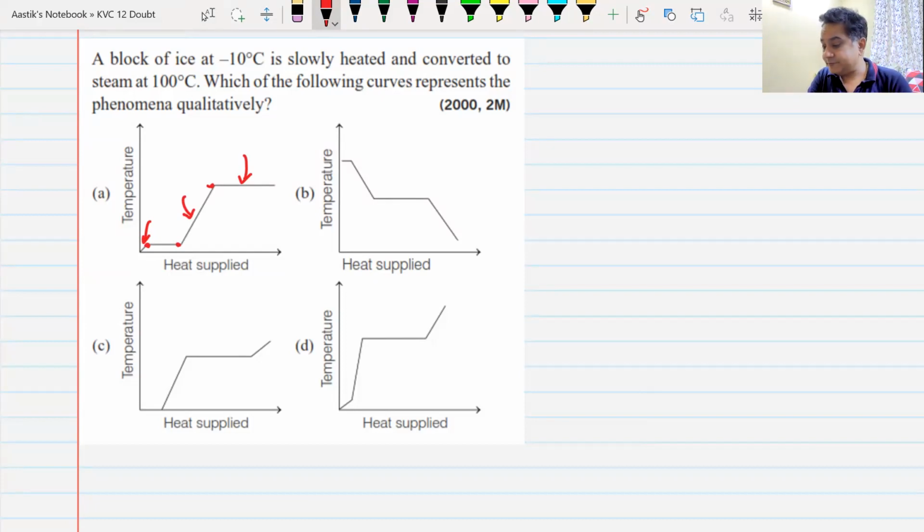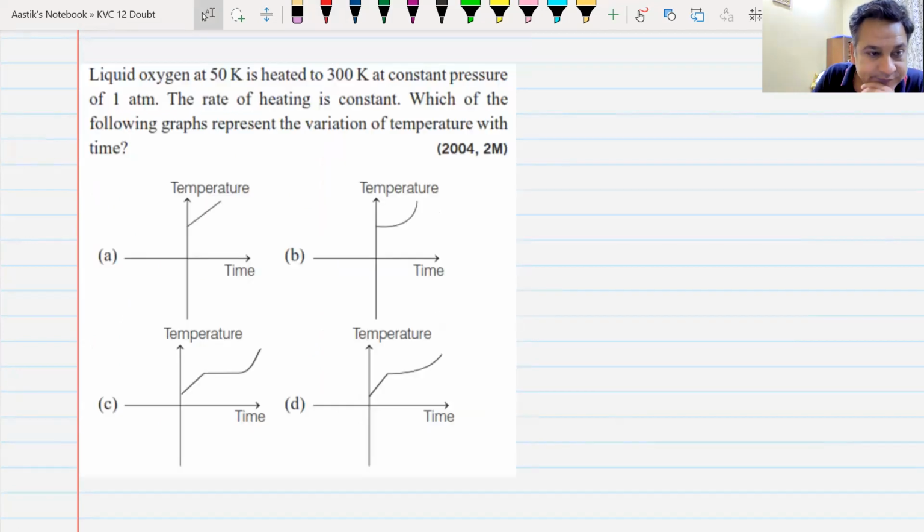Shall we move on in life? In life, we also always need to move ahead, and this is the next question, which came after 4 years. Liquid oxygen at 50 Kelvin is heated to 300 Kelvin at constant pressure at 1 atmosphere. The rate of heating is constant. Which of the following graphs represents the variation of temperature with time?